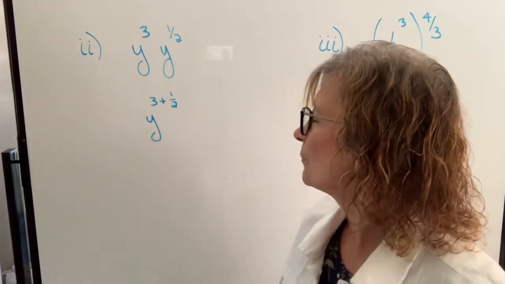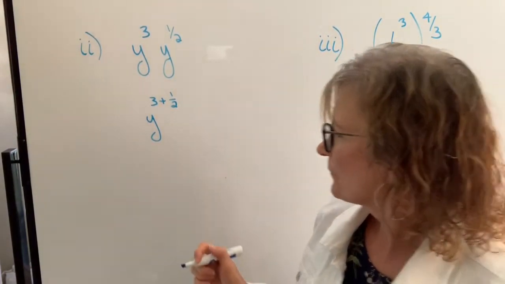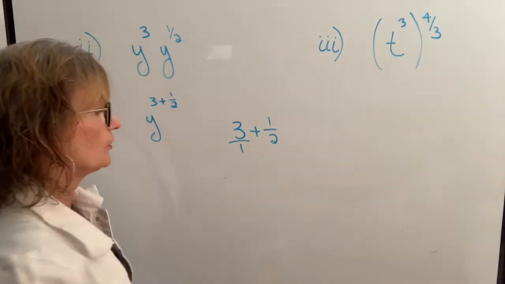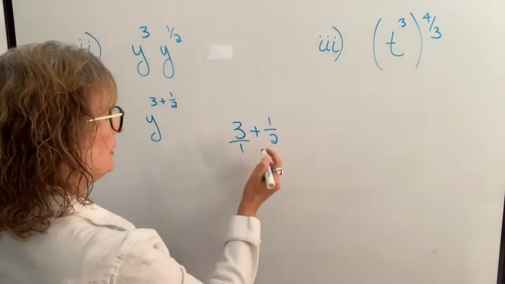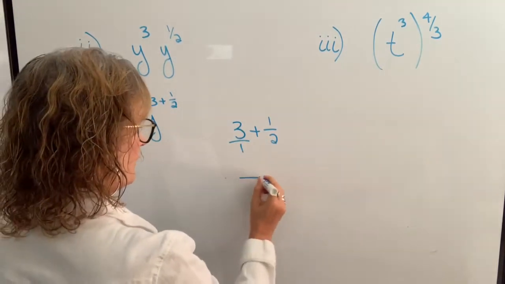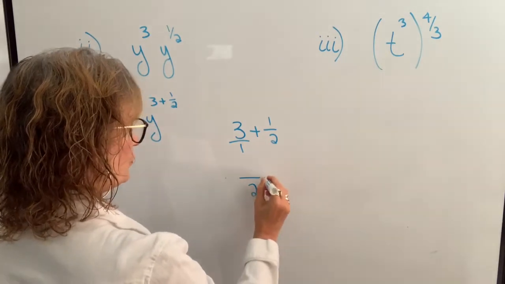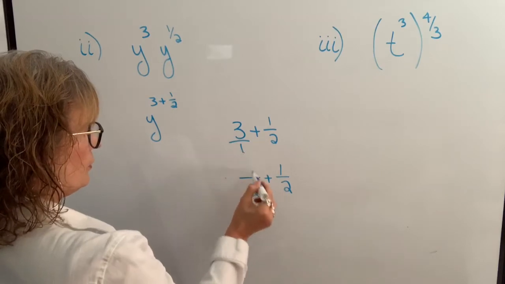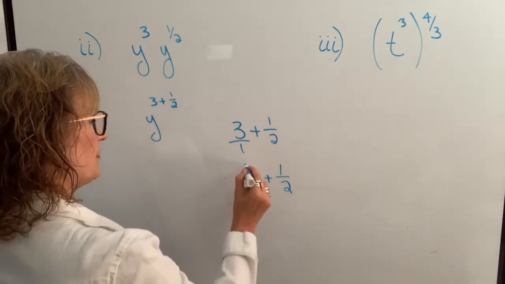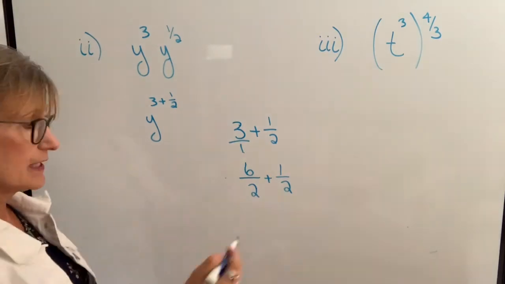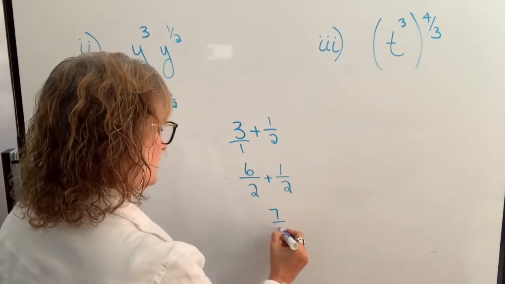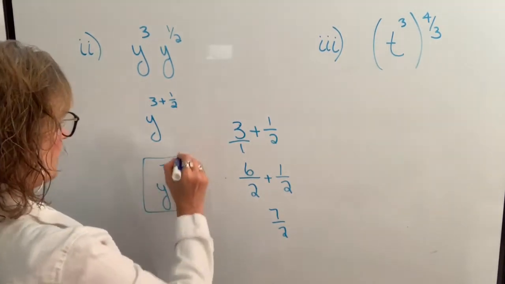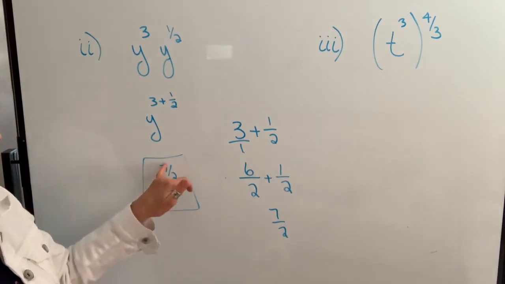Instead, we're going to work with improper fractions. So to add those, 3 plus 1/2, I need a common denominator. A whole number is over 1, its denominator is a 1. My lowest common denominator is 2, so I change this to an equivalent fraction with 2 as the denominator. And to do that, I multiply the denominator by 2. I have to multiply the numerator by the same thing. So 3 is equivalent to 6/2. So 6/2 plus 1/2 will be 7/2. So my simplified expression is y to the 7/2. And that's preferable to writing 3 and 1/2.